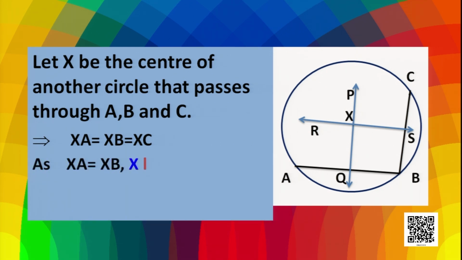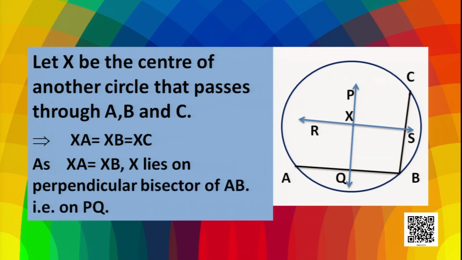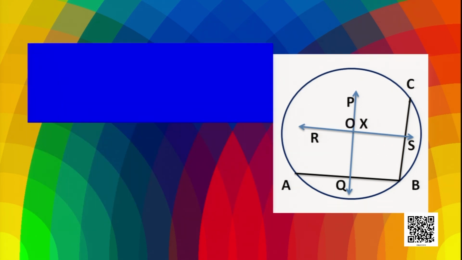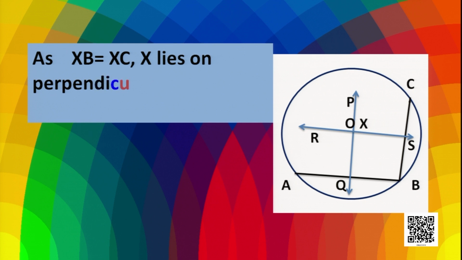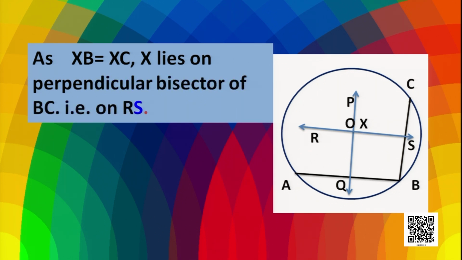If we take one pair, that is XA is equal to XB, then we can say that X is equidistant from A and B. So it lies on the perpendicular bisector of AB, that is on PQ. Similarly, as XB is equal to XC, X is equidistant from B and C, so it must lie on the perpendicular bisector of BC, that is on RS.